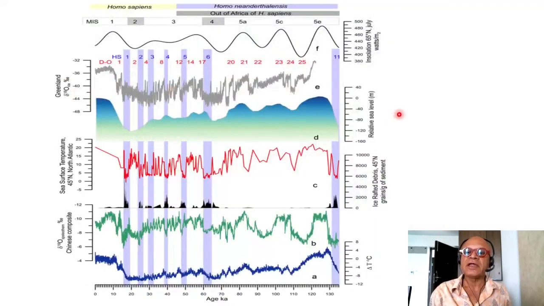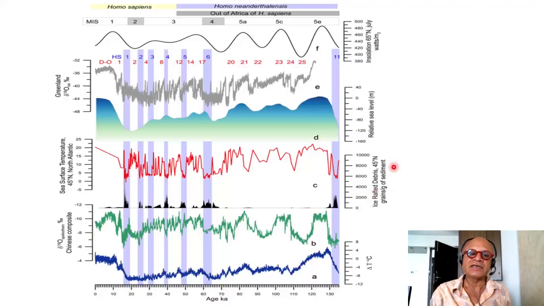Greenland temperatures and relative sea level that we have looked at in various podcasts already in the past, and sea surface temperatures at 45 north in the Atlantic, much more resolved records looking at Heinrich events, Dansgaard-Oeschger events, and so on and so forth, but in the context of Homo neanderthalensis and the out of Africa of Homo sapiens. And here is the Chinese composite of the delta 18O records.